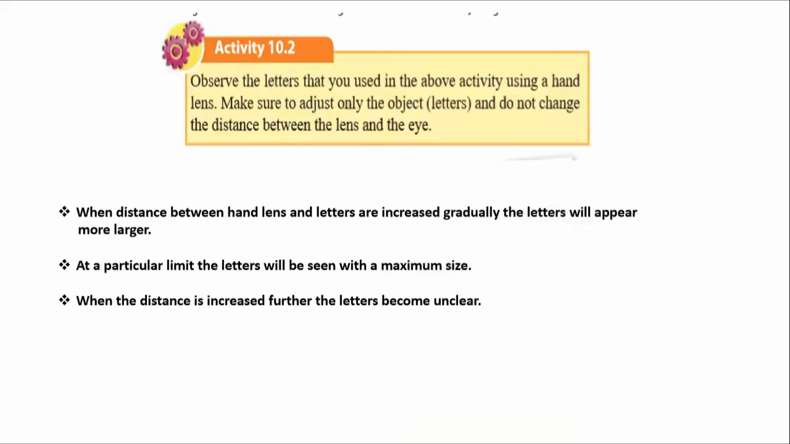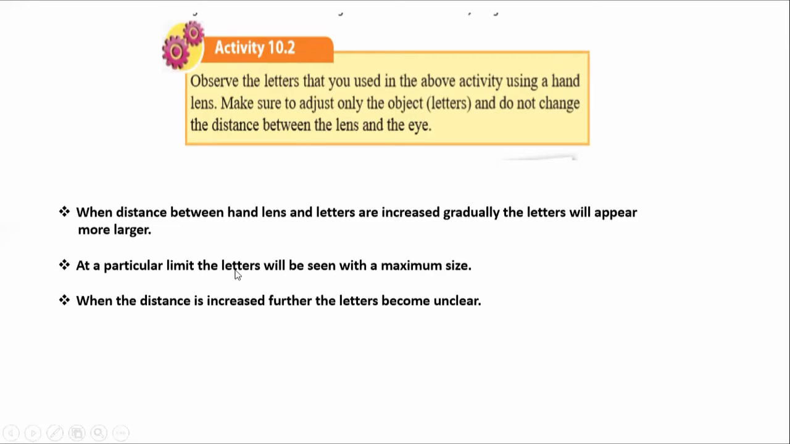All right, activity 10.2. Observe the letters that you used in the above activity using a hand lens. Make sure to adjust only the objects, that is the letters, and do not change the distance between the lens and the eye. So now basically they ask you to use the hand lens to observe tiny letters. All right, so let's read.